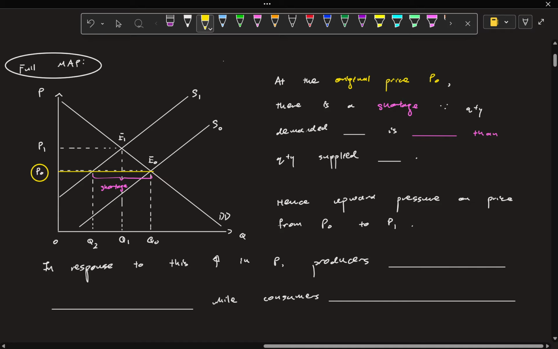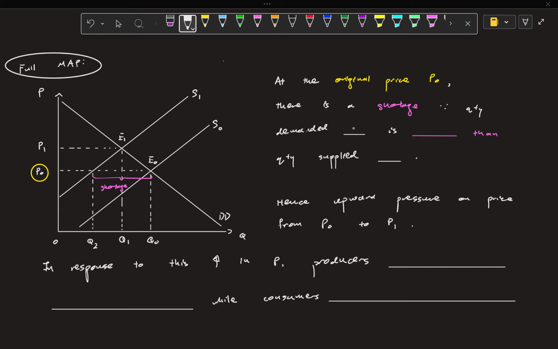This dotted line here. So on this dotted line, my quantity demanded is where this horizontal dotted line intersects the demand curve. That's at this point here. And I go down, my quantity demanded is Q.